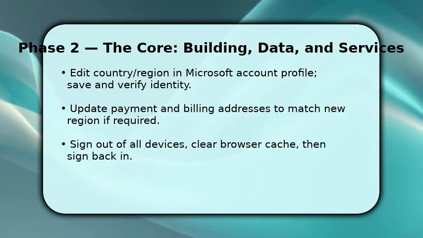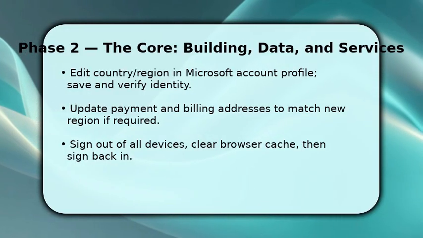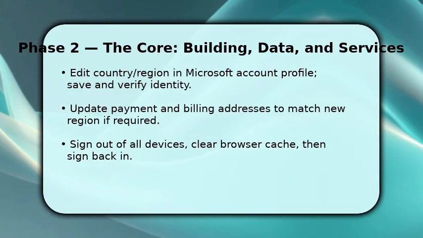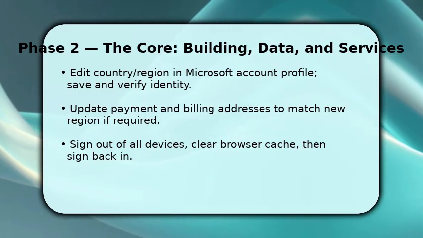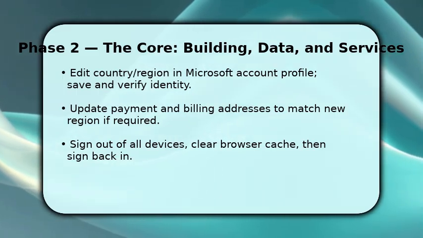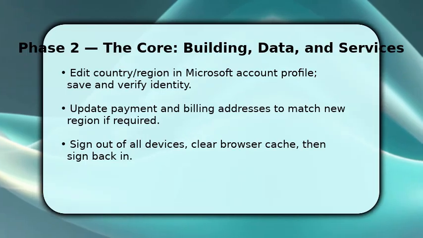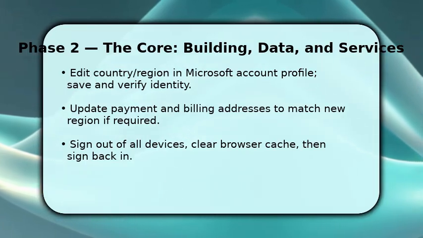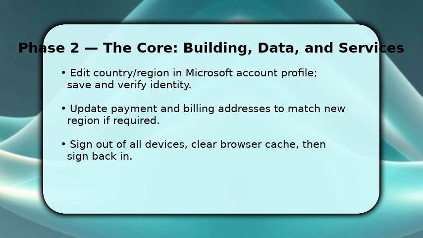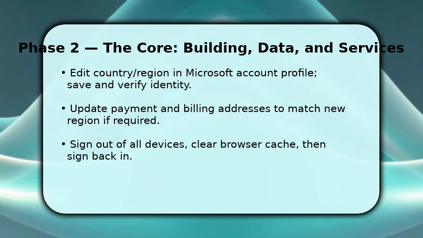After that, update your payment and billing addresses to match the new region because mismatched info can block redemptions. Once changes are saved, sign out of all devices and clear browser cache and cookies. Then sign back in so Rewards recognizes the new region and loads the correct offers.